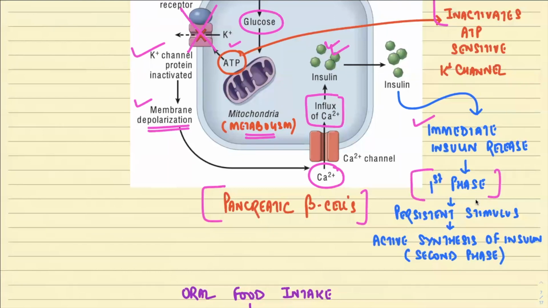Now, suppose the level of glucose still remains high. If there is a persistent stimulus, this is going to stimulate the active synthesis of insulin. That is, the second phase of insulin secretion is going to start.